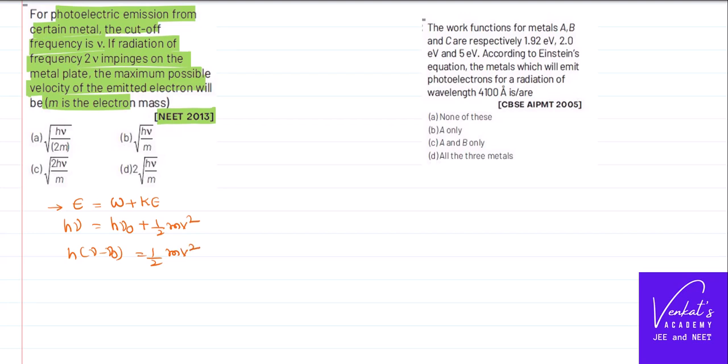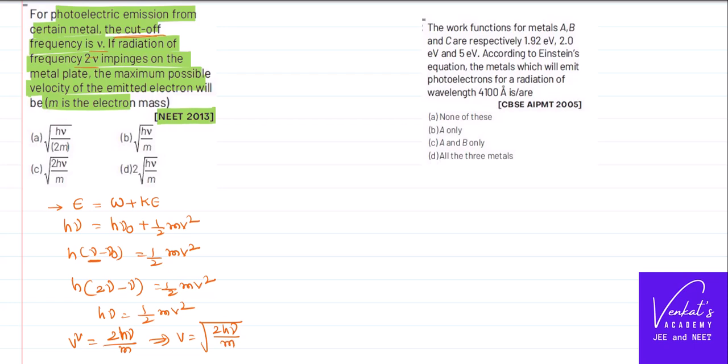Here the incident frequency is 2 nu, and the threshold frequency is nu, which is given as the cutoff frequency. So h of (2 nu minus nu) equals half mv square, so h nu equals half mv square. 2h nu by m equals v square. V equals square root of 2h nu by m. So it's a very simple, very basic question based on Einstein's photoelectric equation. Let's look at the next question.